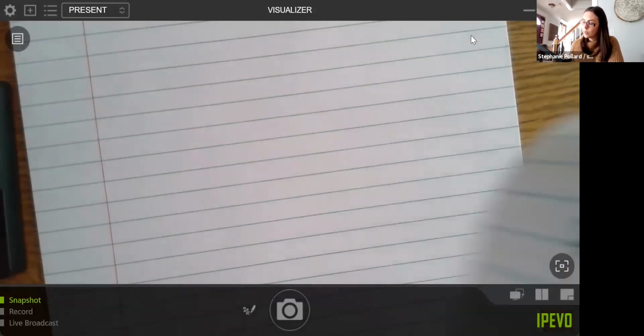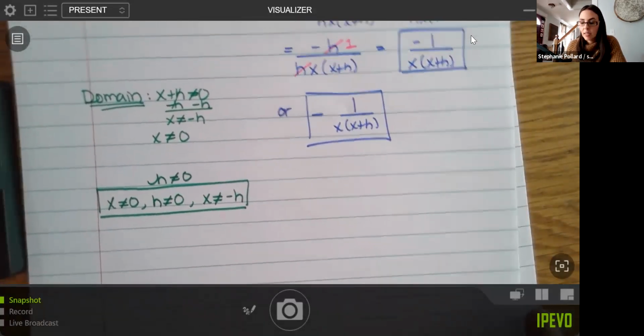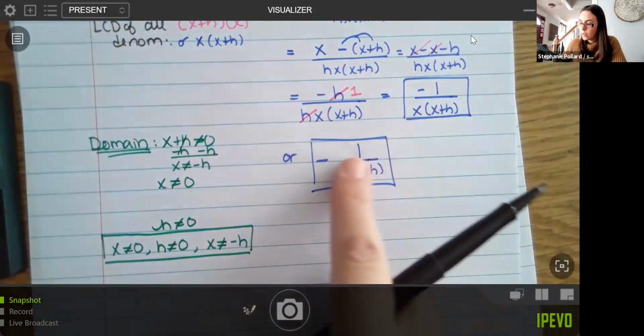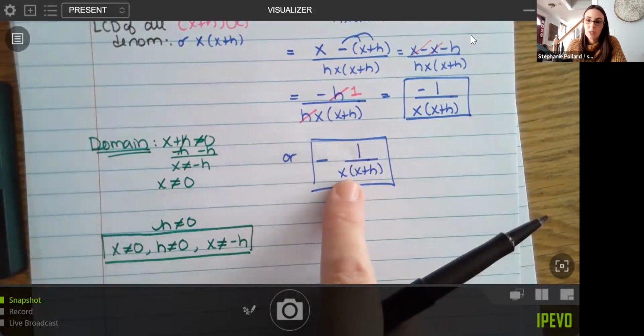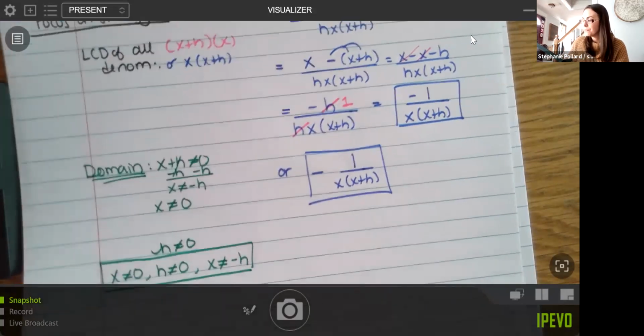Oh, and I should say too, I'm sorry, I kind of skipped ahead. When you're looking for your domain restrictions here, I went back to the original problem, but also if you check the ending ones too, you end up with the same domain restrictions. So I'm just pointing out that there was nothing else that came up throughout the problem that I didn't already have from the beginning.